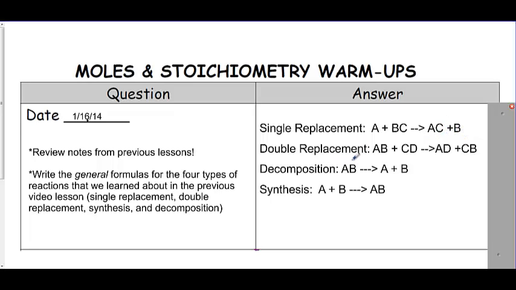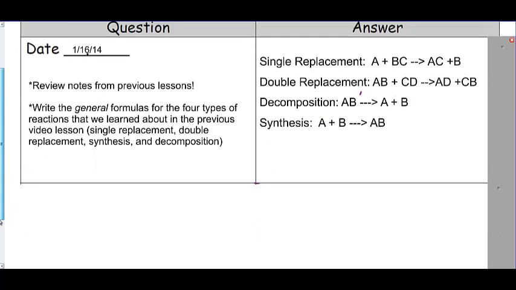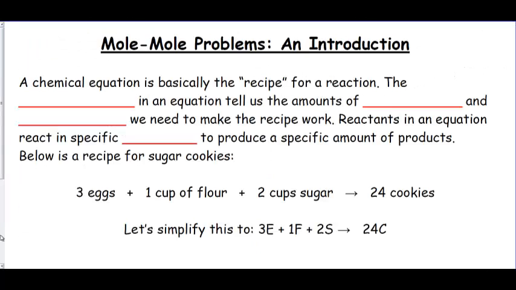Double replacement reactions are fairly easy to recognize, considering you have more things involved in the reaction. You have 2 compounds creating 2 new compounds. Decomposition is a breakdown of a compound into 2 simpler parts, and synthesis is creating a new compound from 2 smaller parts. All right, so let's begin the lesson.